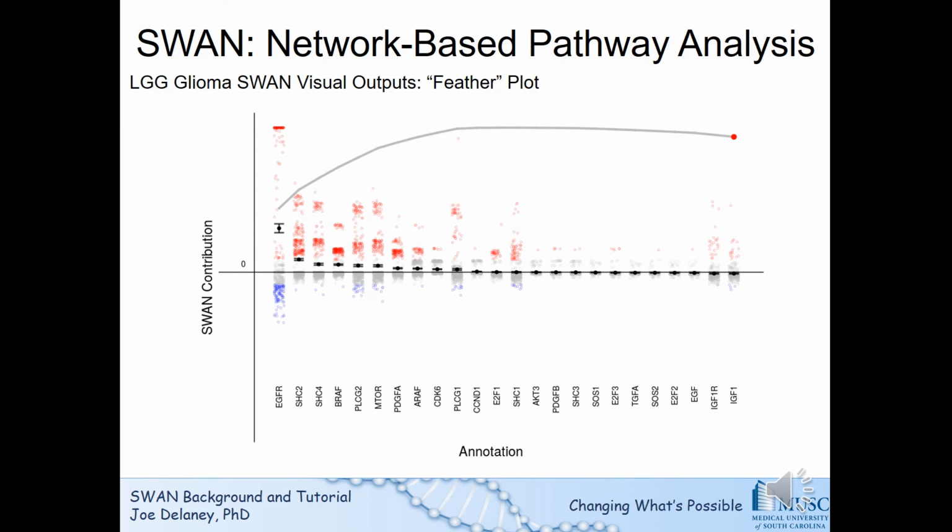The next most important plot is the feather plot. This is a summary of each individual gene within your pathway, and each gene is shown with each sample depicted on the y-axis. Each sample will have a particular shift associated with the data that you provided, and this gives you an idea of how the samples are distributed across each individual gene in the pathway. The comet shown in this gray line on top shows an overall cumulative sum of each gene within the pathway.